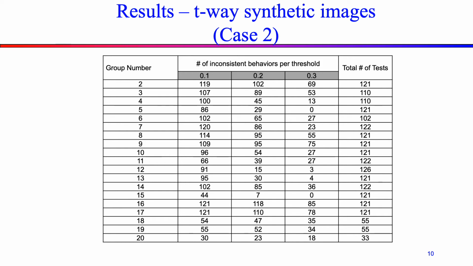For a threshold of 0.1, you can observe a significant number of inconsistent behaviors being detected across all groups. As we increase the threshold, we see a decrease in the number of inconsistent behaviors. Overall, the results suggest that the T-way test can detect a significant number of inconsistent behaviors across different thresholds.